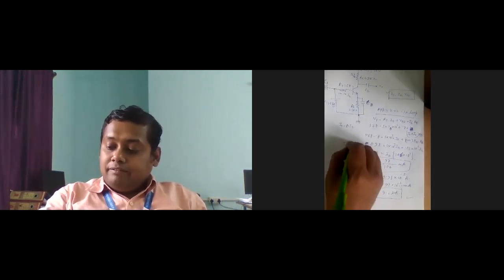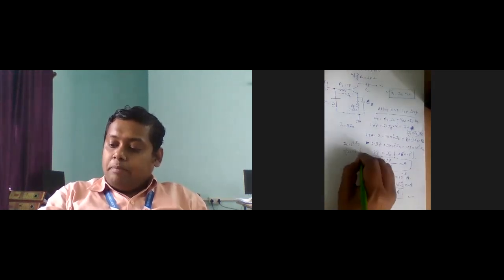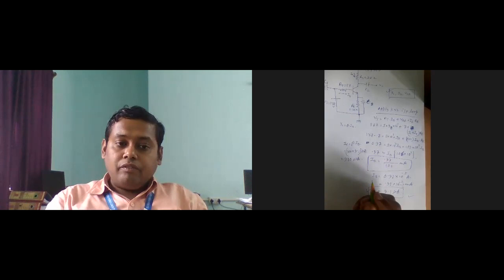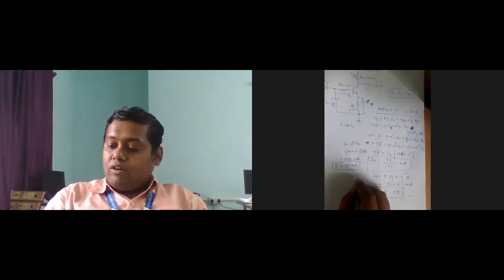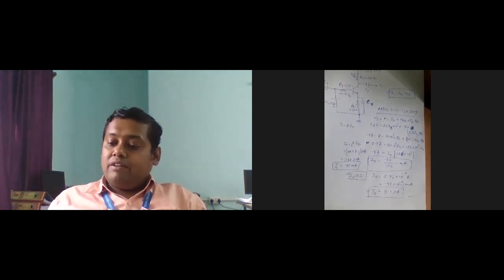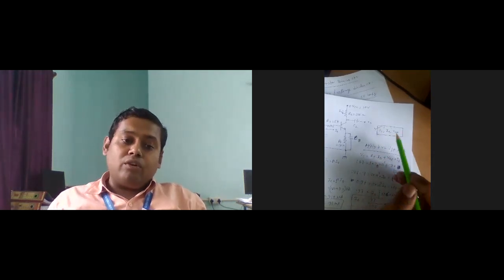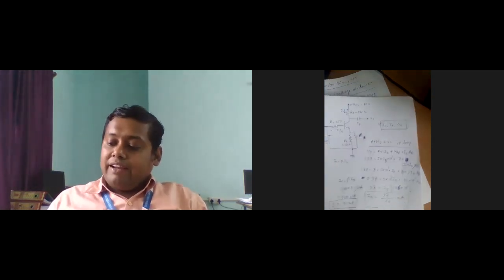IC equal to beta IB. So 100 times 9.1 microampere, so it is 910 microampere, or 0.91 milliampere. We also neglected ICO, which is less than IC. So what is the value of VCE? If you want to know the operating point, the IC and IB values are already known. So now find out the VCE.